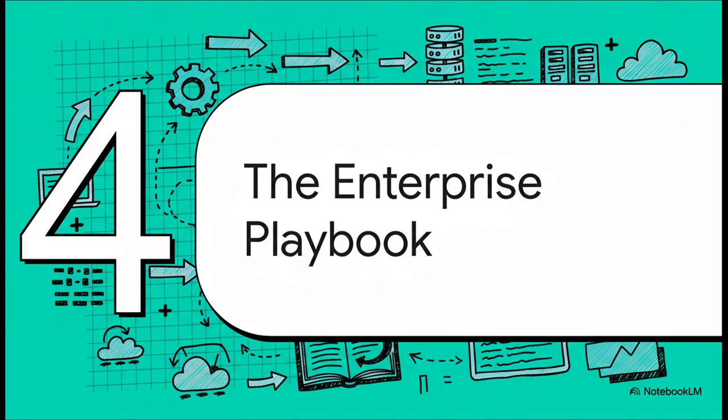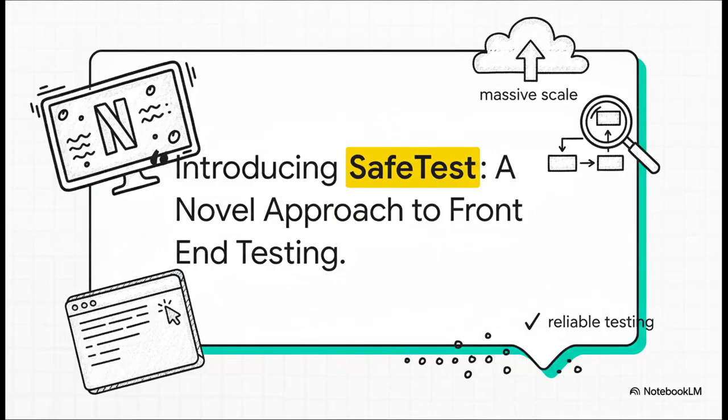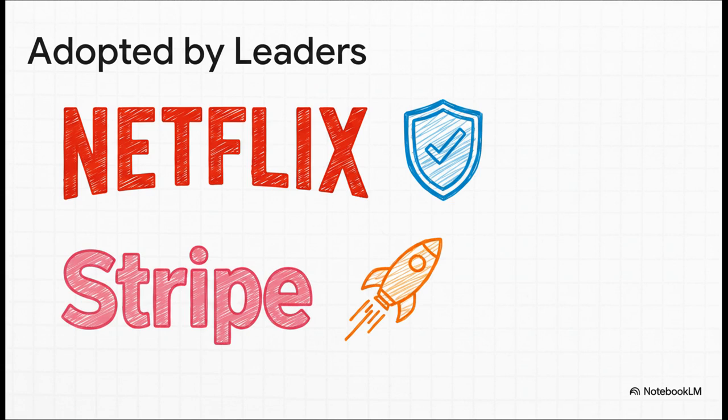And look, this isn't just some theory. This is the exact playbook being used by some of the biggest, fastest-moving engineering teams on the planet. I mean, just take Netflix. On their tech blog, they introduced a new tool they built called SafeTest. And guess what? It's built on this exact philosophy. It uses Playwright to achieve super reliable testing at a massive scale. And they are not alone. Companies like Stripe and Uber are pouring money into developer productivity and building these kinds of fast, stable CI systems. They get it. This kind of robust, isolated testing isn't just a nice-to-have, it's the engine that powers high-speed development.